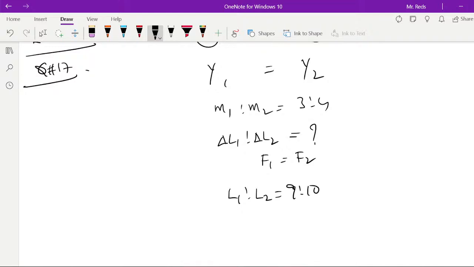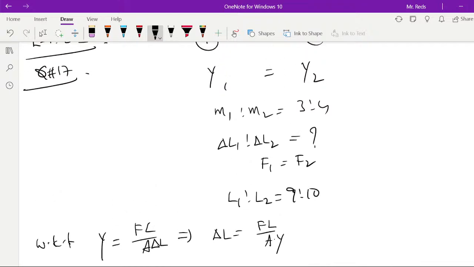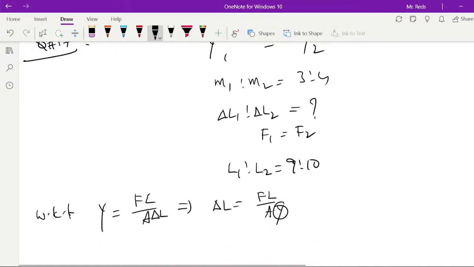If loads are the same, it means forces are also the same. So what you have to use is the equation of Young's modulus: Y is equal to F L by A into delta L. Here we are asked to find the ratio of extensions, so let us take the delta L expression. Delta L is equal to F L by A into Y. Let us take the constant parameters. Y is the same, so this is constant. Mass ratios are given and length ratios are given.